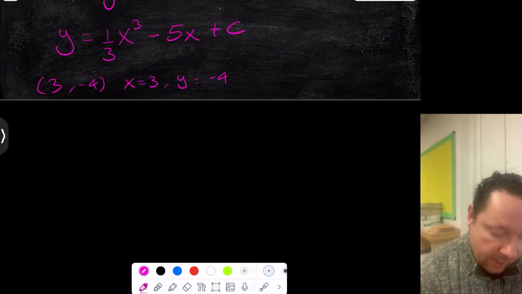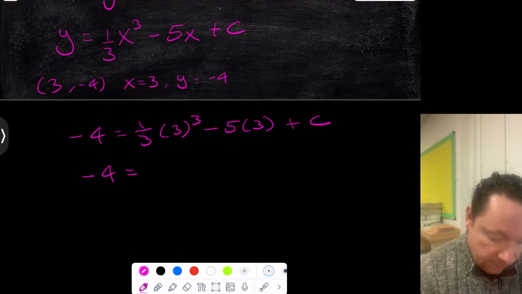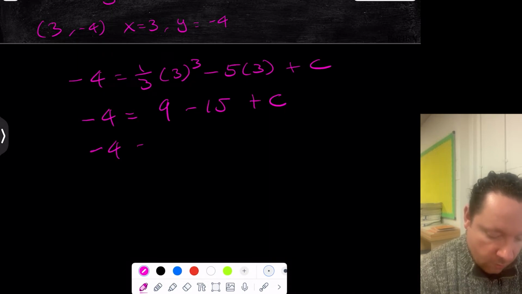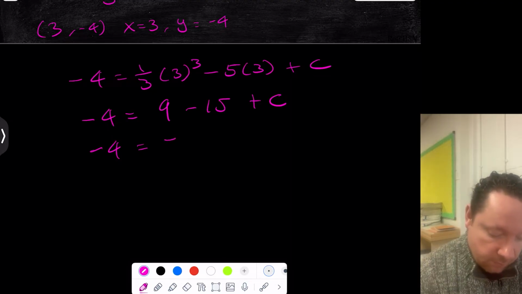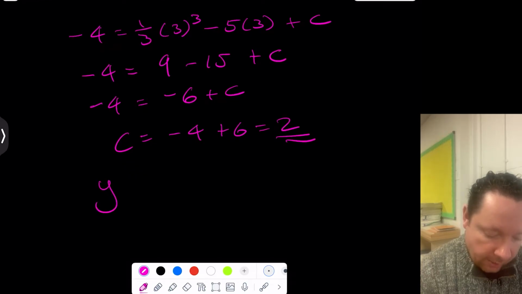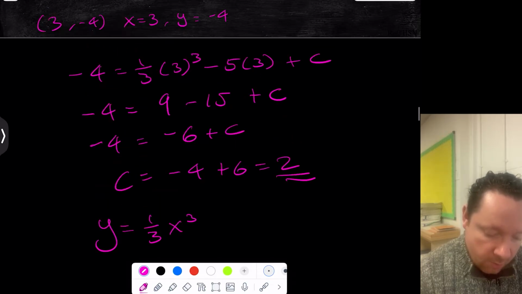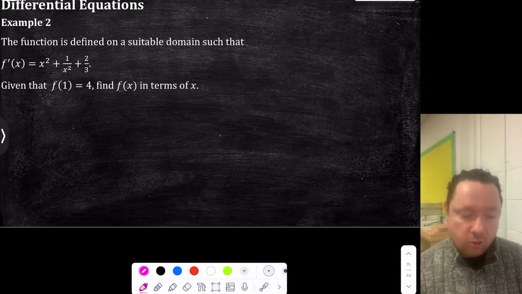So subbing that in, we get minus 4 equals 1/3 of 3 cubed, minus 5 times 3, plus c. So minus 4 equals, 1/3 of 3 cubed is 9, minus 15 plus c. Minus 4 then equals 9 minus 15, which is minus 6, plus c. So c equals minus 4 plus the 6, which is 2. So now we just rewrite our equation. y equals 1/3 x cubed minus 5x plus 2. And we're done there.